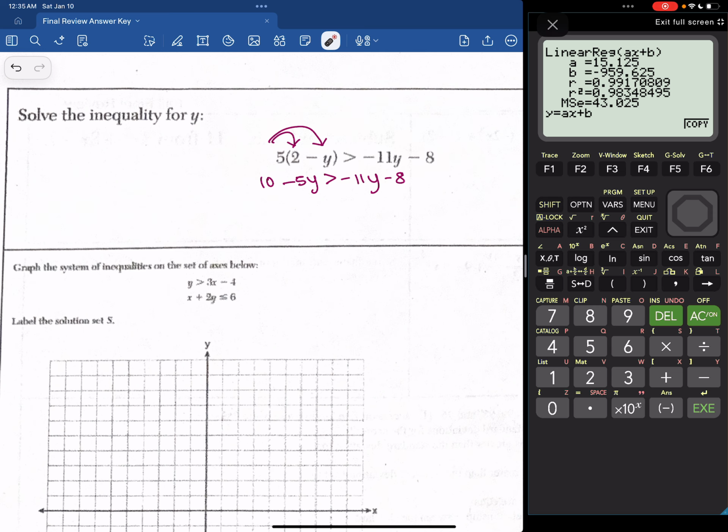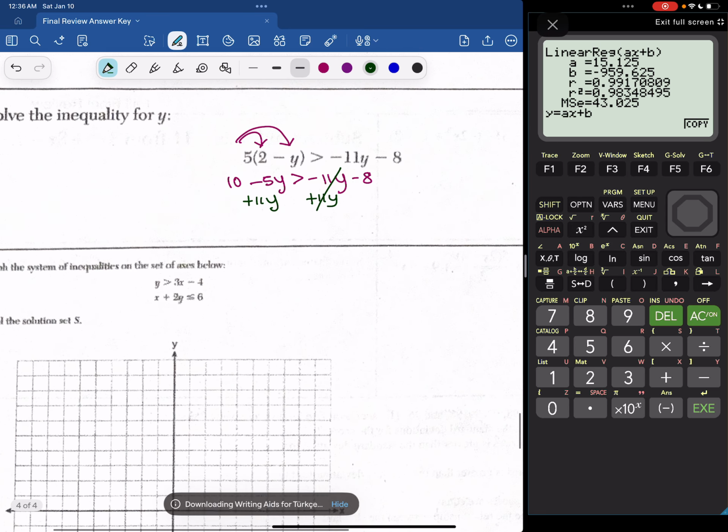From here, my next step is to move all the y terms to the left side of the equation and move all the numbers, the constants, over to the right side of the equation. So I want to bring this -11y over to the left side. So I'm going to do the opposite. Since -11y is being subtracted, I'm going to add 11y to both sides. This will cancel, and we will have 10 plus 6y is greater than -8.